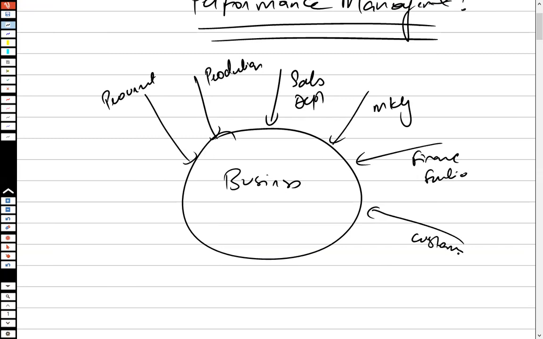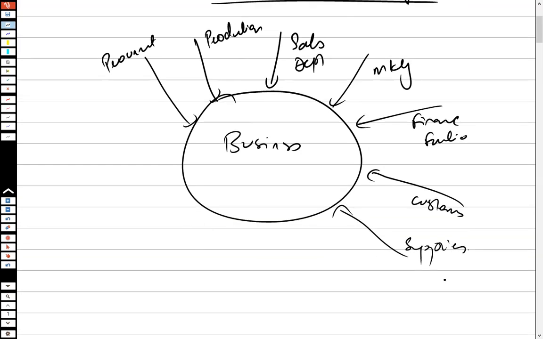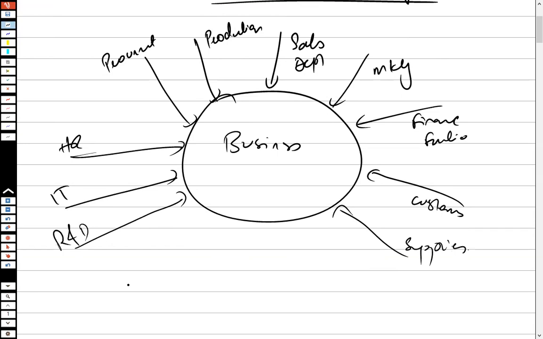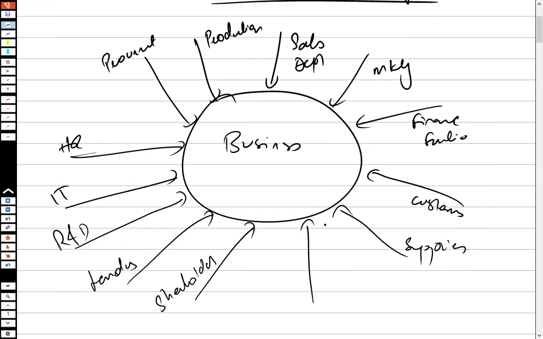the customers, suppliers, the human resource, the IT, the research and development, lenders who are actually providing the money to the business, the shareholders or the investors. So when you are running a business, you have to be concerned about the multiple aspects of the business.